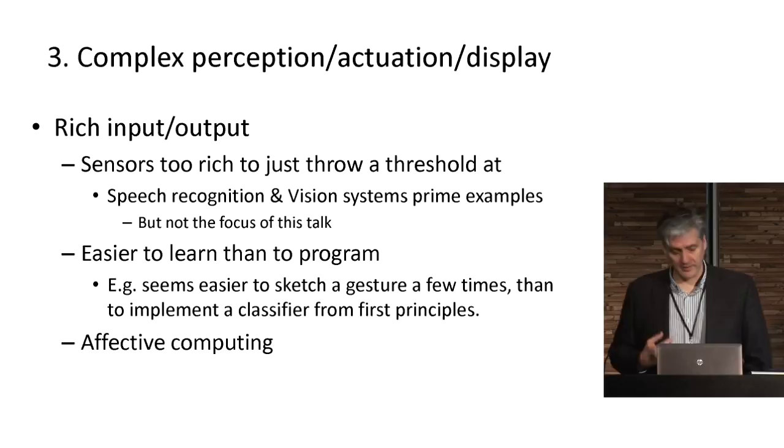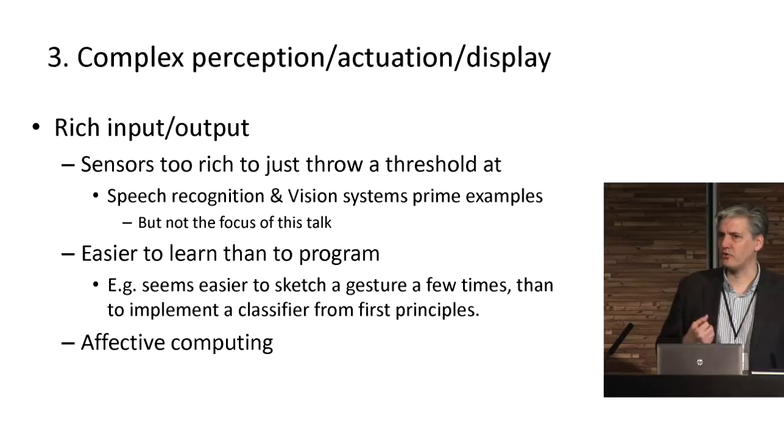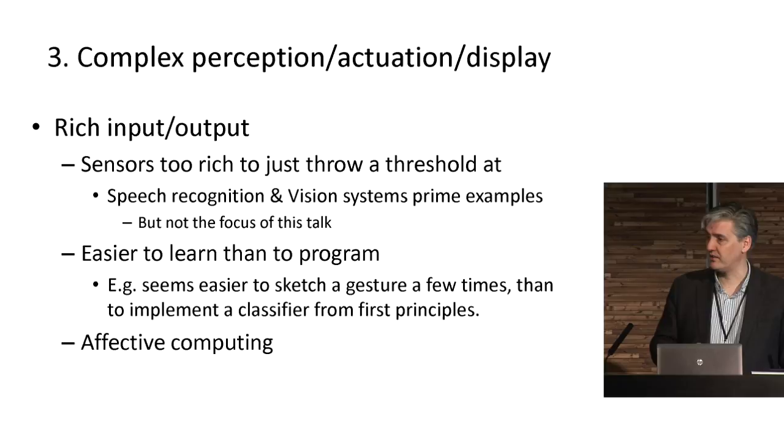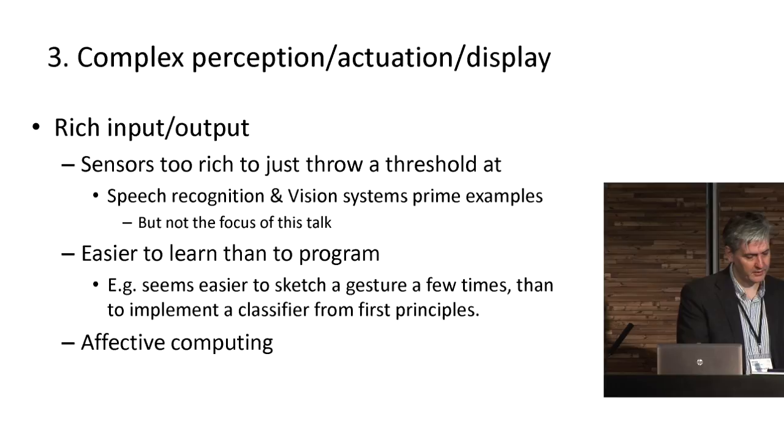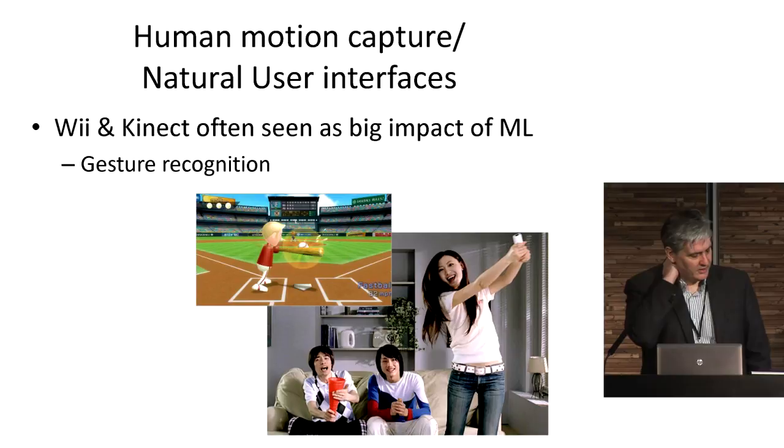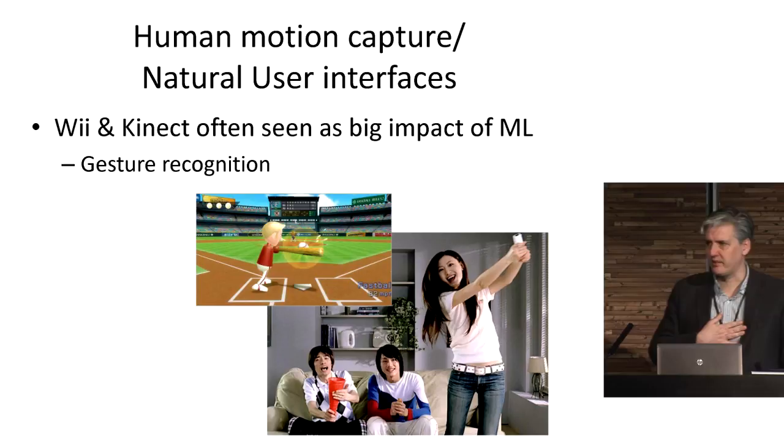Another area related to this is affective computing, which is computing that takes into account human emotional states, and that can be important both for the sensing on the computer side, but also the feedback, where it can generate affective feedback. Okay, so when people think about gesture recognition and natural user interfaces, that's often seen as an area of big impact of machine learning and interaction design.